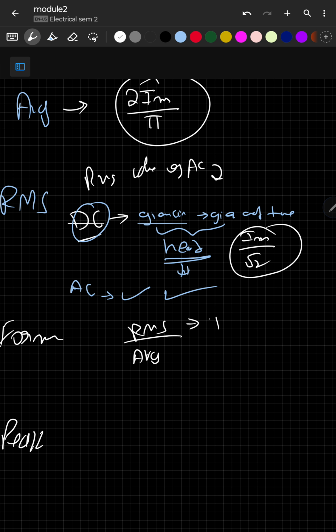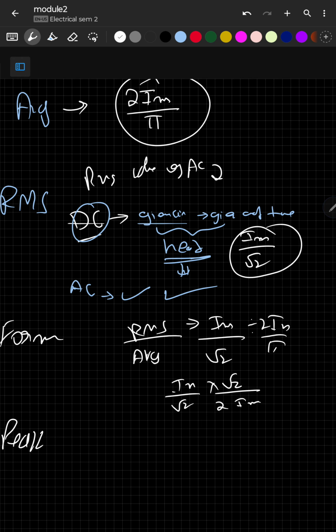So the formula you can derive from this. RMS value is what I just told you, Im by root 2. Average value is 2 Im by pi. This becomes Im by root 2 into pi by 2 Im. Im cancels, so pi divided by 2 root 2. You will get approximately 1.11. This is almost a constant value because it is not depending on Im.